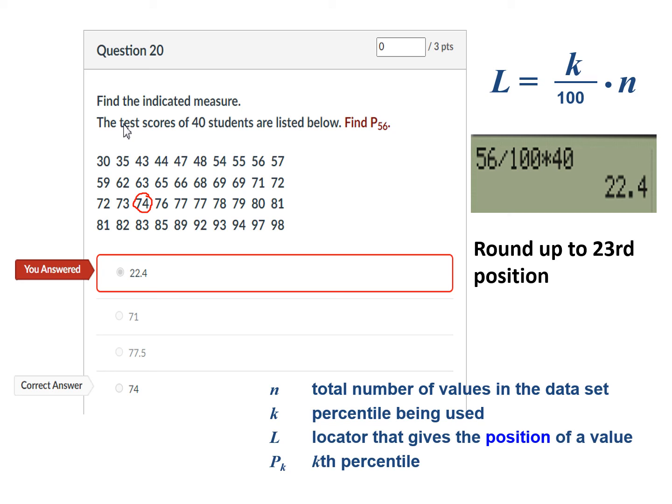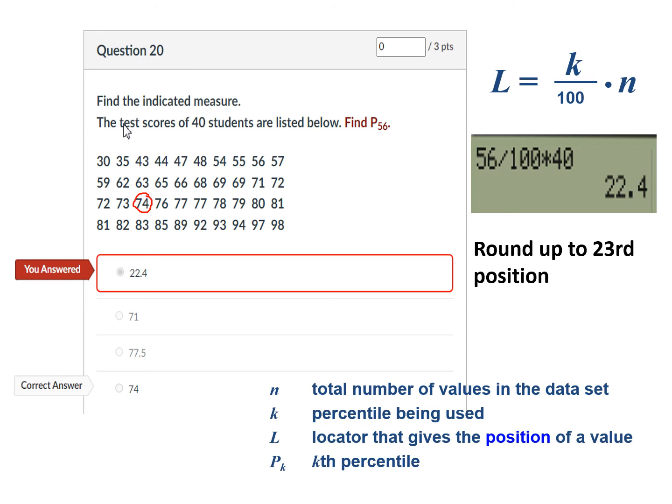Find the indicated measure. Your 40 test scores, find P56. There's a little formula. In your PowerPoint, it says the location is equal to K, which K represents the percentile you're using, in this case here, 56%, over 100 times N, where N is the total number of numbers in your data set. Well, 56 over 100 with 40 numbers comes out to be 22.4.